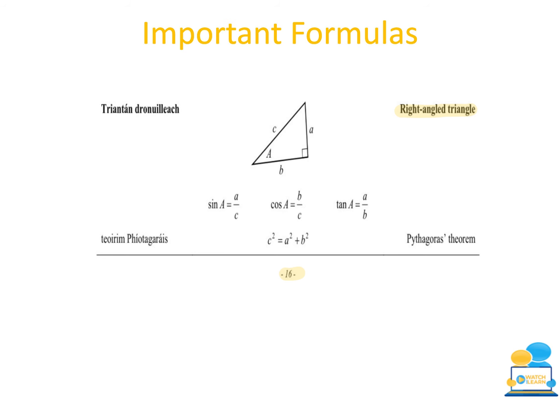Our next formula is our Pythagoras theorem formula. This formula allows us to find an unknown side in a right angle triangle. To use this formula, we need to know at least two sides in the right angle triangle. It's also very important to remember that your C value in this formula must be your hypotenuse. That is the side that's directly across from the right angle in your triangle.